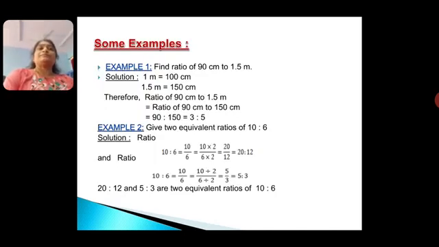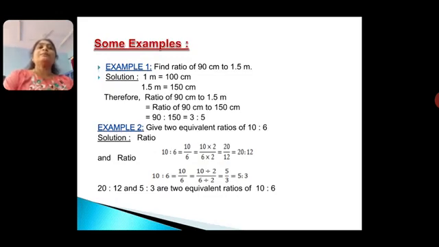Some more examples. Find ratio of 90 centimeter to 1.5 meter. Solution. We know that 1 meter equals 100 centimeter. So 1.5 meter equals 1.5 into 100, that means 150 centimeter. Therefore, ratio of 90 centimeter to 1.5 meter equals ratio of 90 centimeter to 150 centimeter equals 90:150, which gives the least value 3:5.